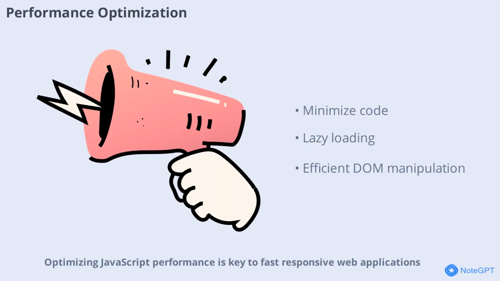Optimizing JavaScript performance is key to fast, responsive web applications. Techniques like minimizing code, lazy loading, and efficient DOM manipulation can make a big difference. Tools like Lighthouse help you analyze and improve performance. We'll cover the most effective strategies for optimizing your JavaScript and delivering a smooth user experience.